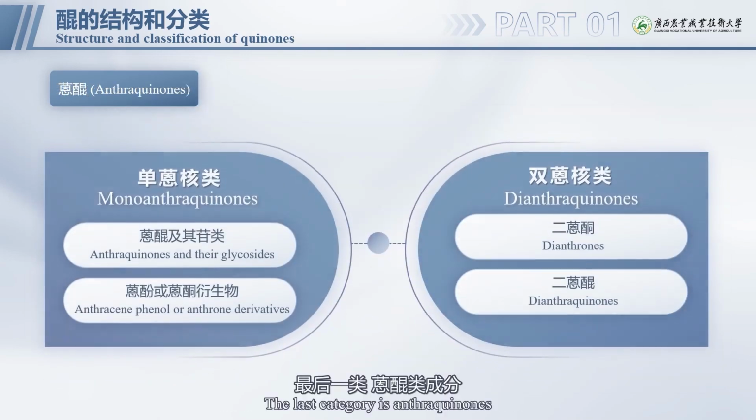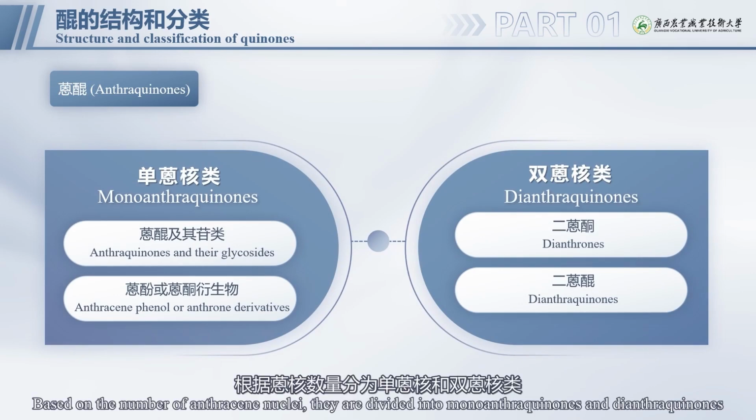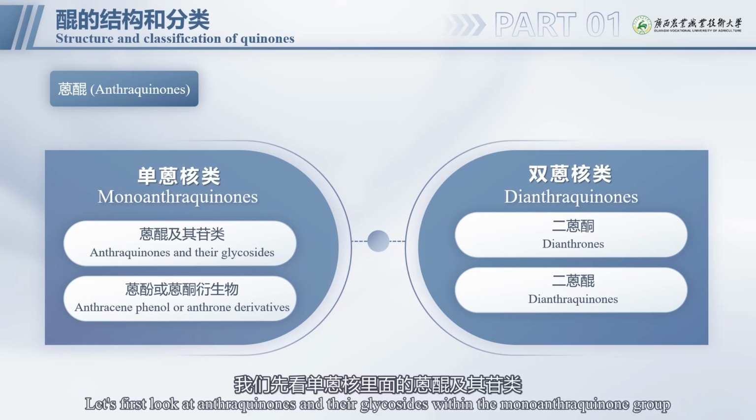The last category is anthraquinones. Based on the number of anthracene nuclei, they are divided into monoanthraquinones and dianthraquinones. Let's first look at anthraquinones and their glycosides within the monoanthraquinone group.